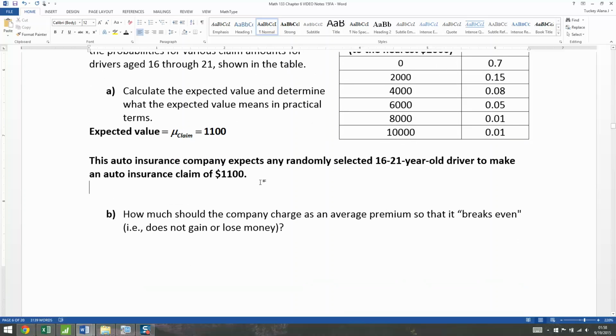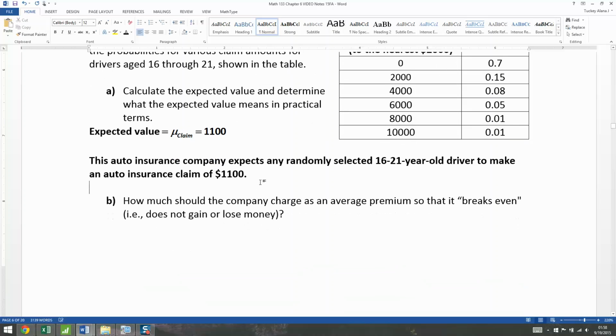So that will affect what the auto insurance company is going to charge, right? If it just wants to break even, which of course, what auto insurance company just wants to break even? They need to have profit to run. But if the company just wanted to break even, they would charge $1,100. So break even, they charge $1,100 to every 16 to 21-year-old driver who buys a policy.